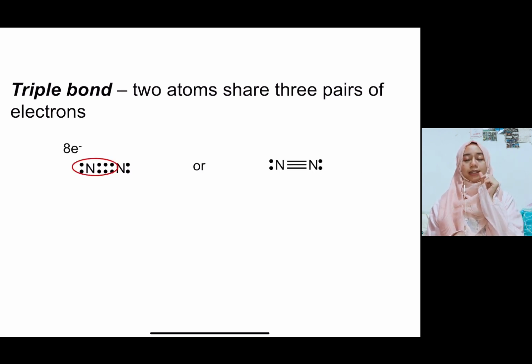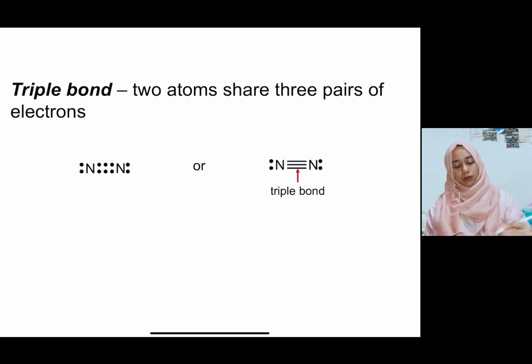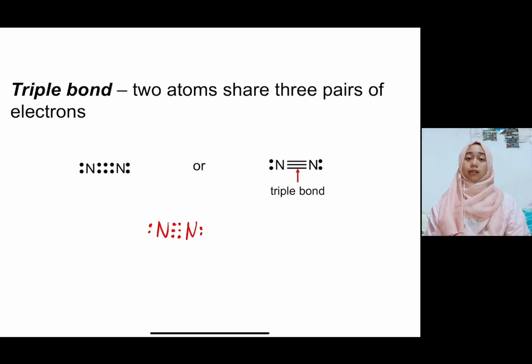Okay, so let's just double check. Nitrogen sebelah kiri ada 8 elektron. Sebelah kanan pun ada 8 elektron juga. Therefore yang tengah-tengah tu, that is what we call as the triple bond. Kalau kamu nak buat macam ni pun boleh juga. Yang ni pun diterima juga, betul juga. This is considered as the Lewis structure of nitrogen gas juga.